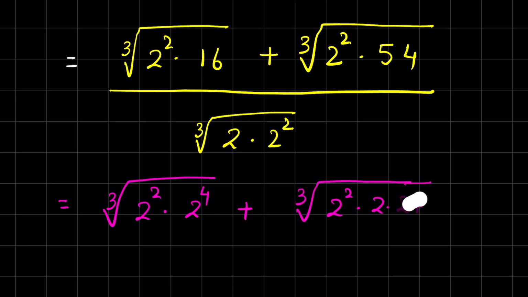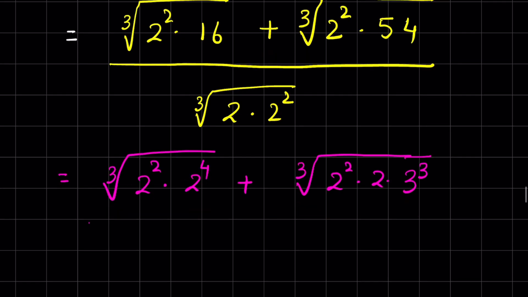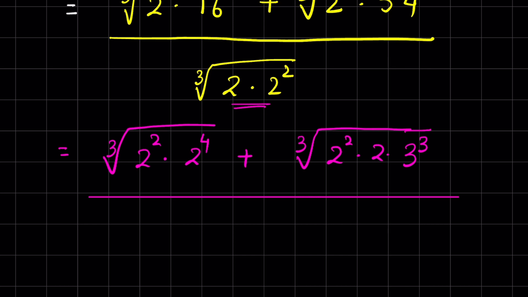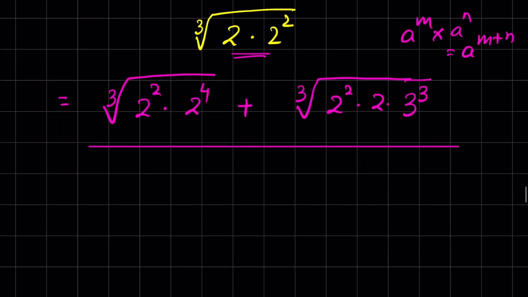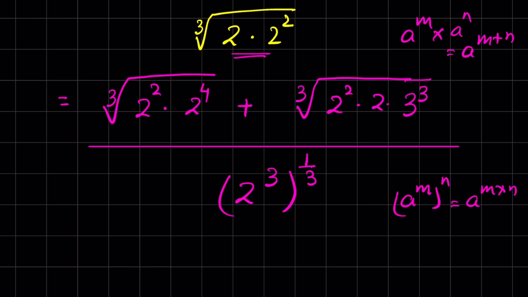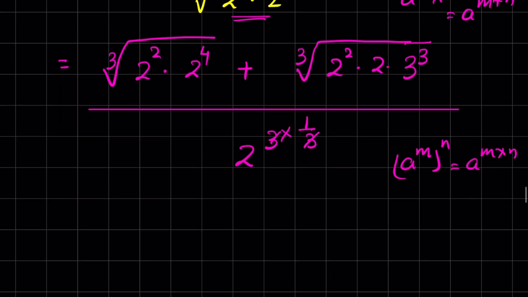In the denominator, this is in the form of a raised to the power m times a raised to the power n, and it is equal to a raised to the power m plus n. So using this identity, it will be 2 raised to the power 2 plus 1 under cube root, and cube root means it is raised to the power of 1 upon 3. 2 plus 1 here will be 3. Now this is in the form of a raised to the power m whole raised to the power n, and it is equal to a raised to the power m times n. So this will be 2 raised to the power 3 times 1 upon 3. 3 and 3 get cancelled. Now we have 2 here.